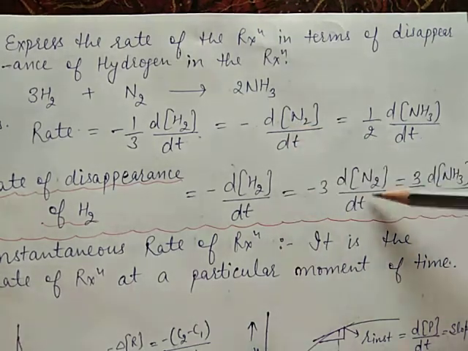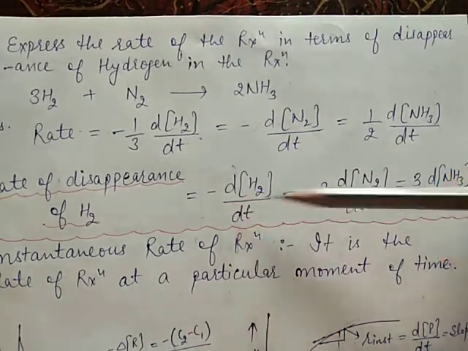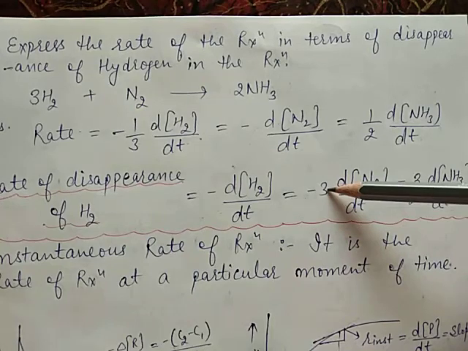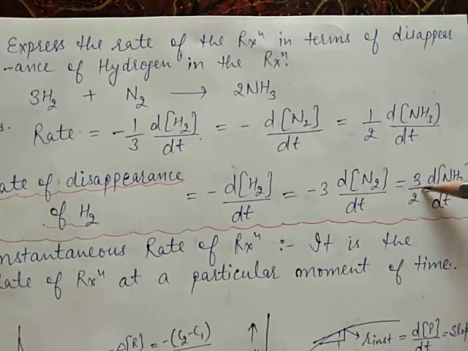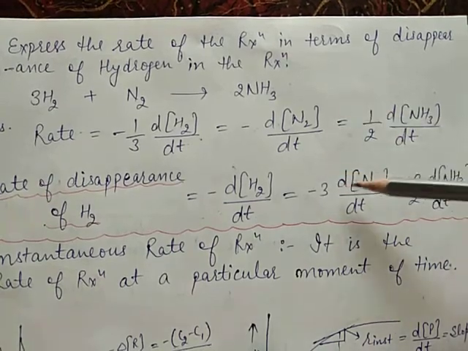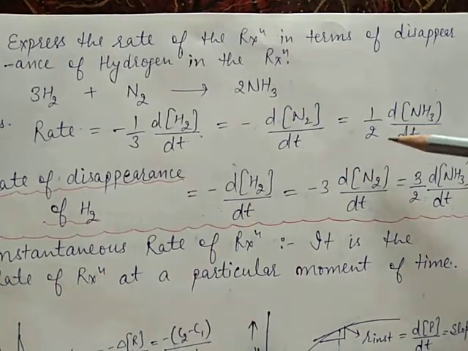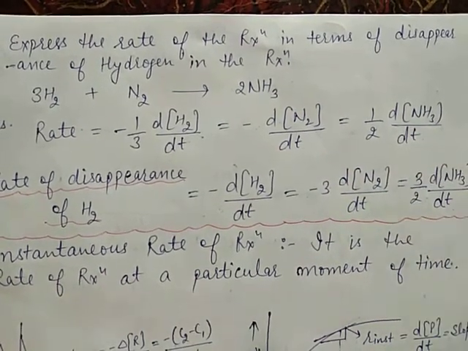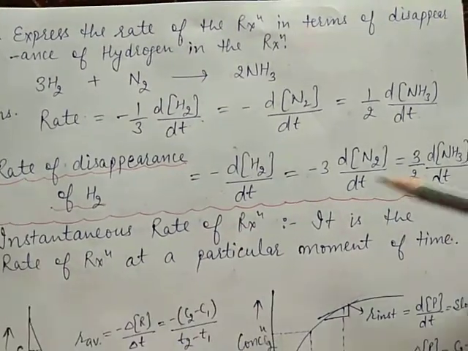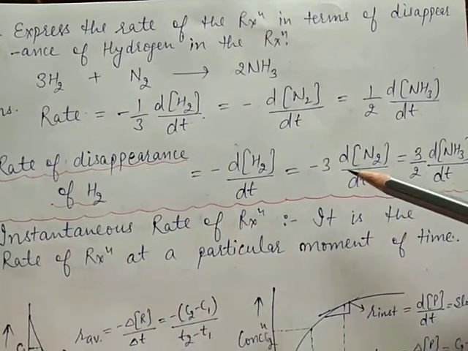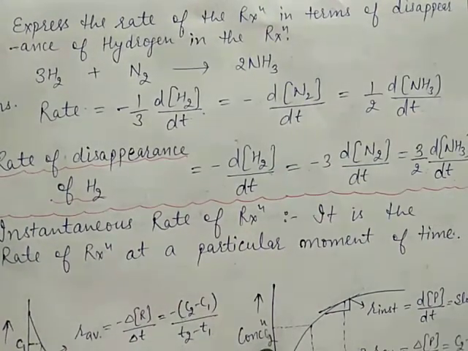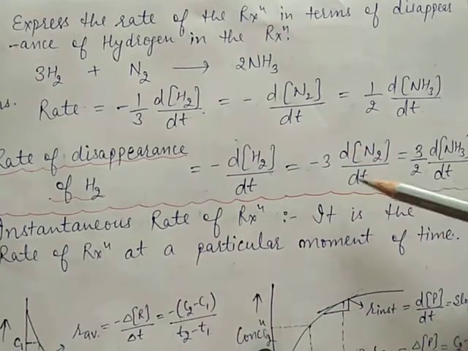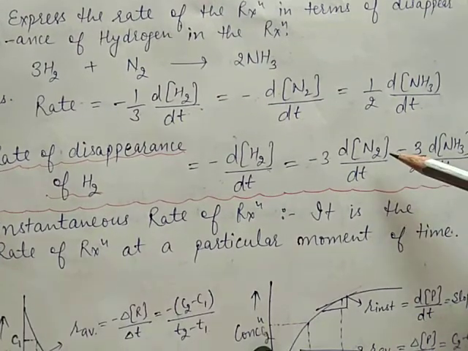This is the same equation, but this coefficient 3 is multiplied on the nitrogen side and the ammonia side. All things are the same. So this is the rate of disappearance of H2. In this, only the coefficients are changed.